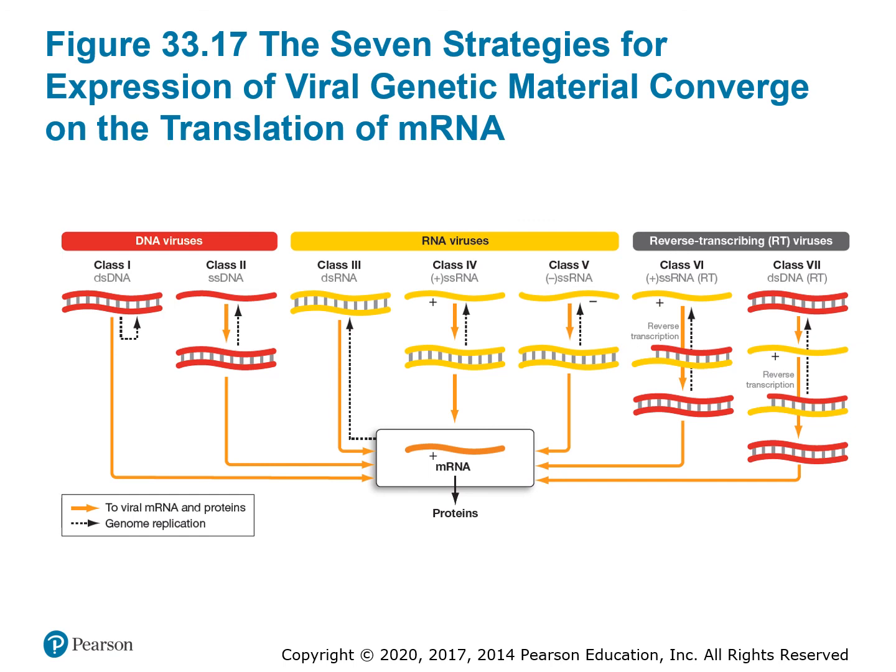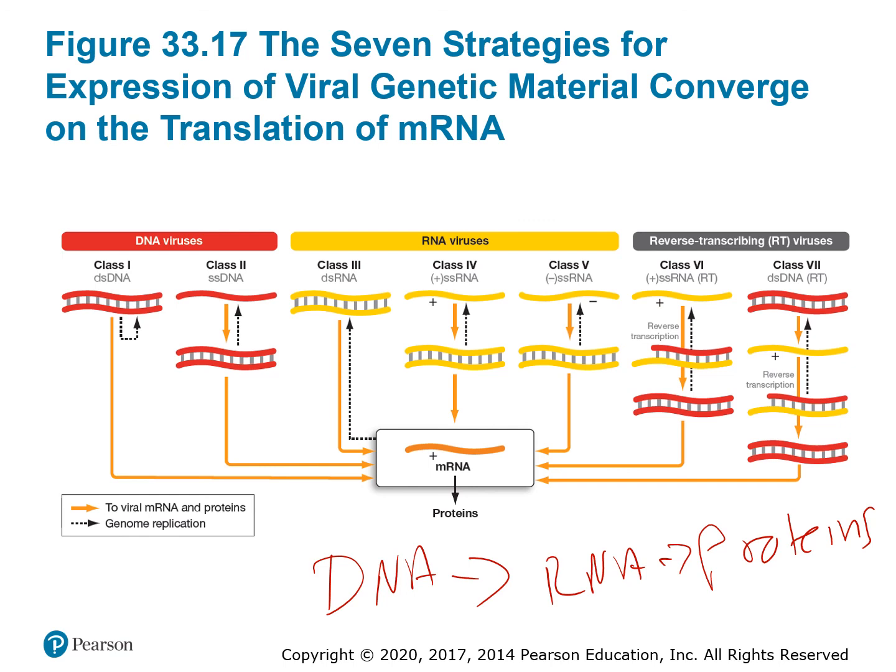Then you have your RNA virus, which begin as RNA. Some of them create double-stranded RNA. Some of them are already positive sense. Some are negative sense that have to make the positive sense. And then they can go into making RNA. So the whole DNA to RNA to proteins is kind of out the window now. And of course, we have the reverse transcribing viruses over here that are some of the most intricate when it comes to their cycles.